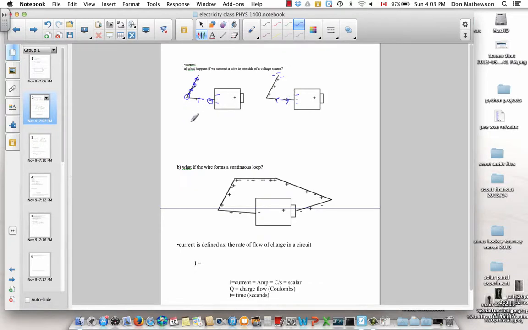So you get a momentary flow of charge, very momentary, on the order of 10 to the minus 10 seconds or something like that.